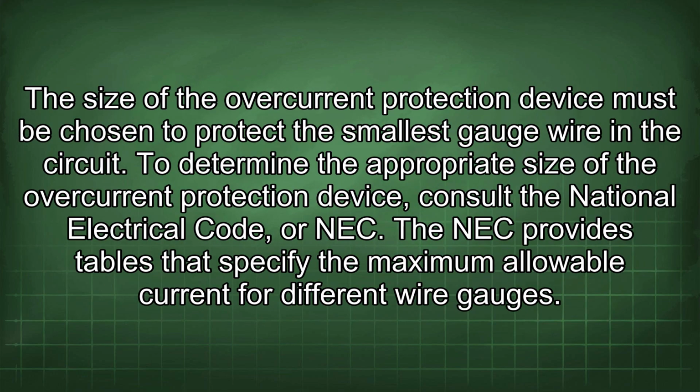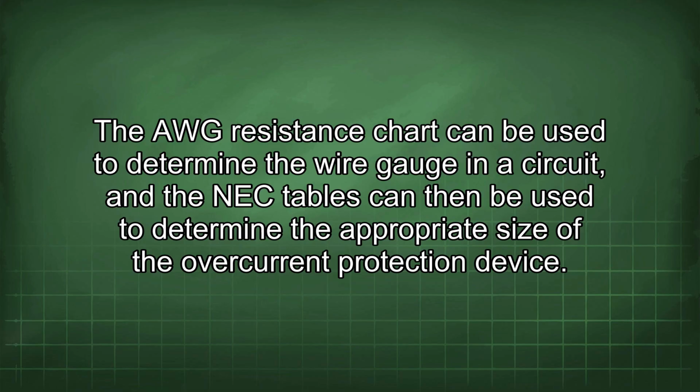The size of the overcurrent protection device must be chosen to protect the smallest gauge wire in the circuit. To determine the appropriate size of the overcurrent protection device, consult the National Electrical Code, or NEC. The NEC provides tables that specify the maximum allowable current for different wire gauges. The AWG resistance chart can be used to determine the wire gauge in a circuit, and the NEC tables can then be used to determine the appropriate size of the overcurrent protection device.